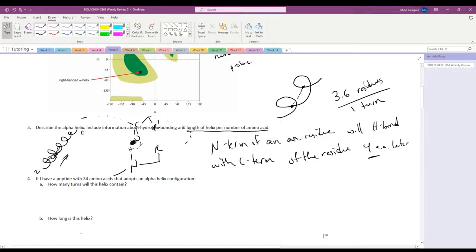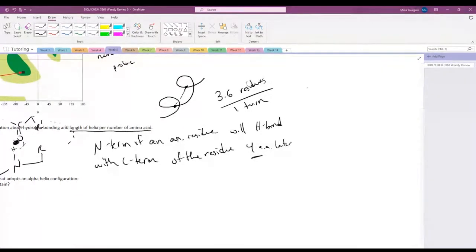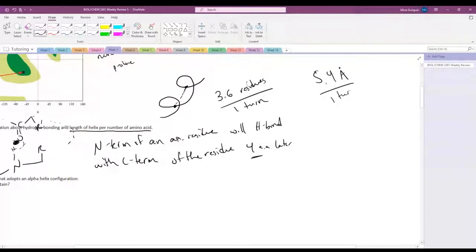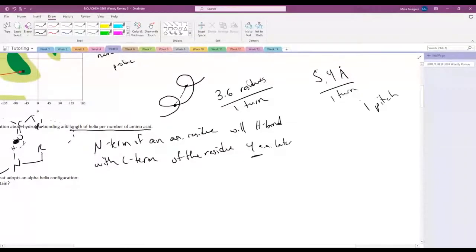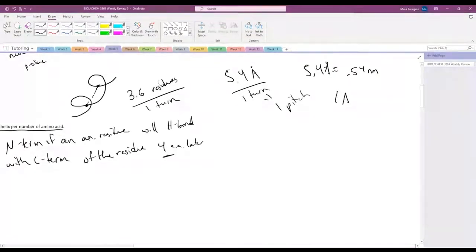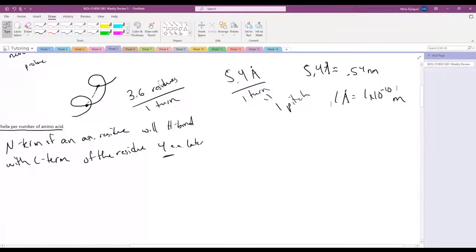Okay, all right, so the next thing is, this is the second, there we go. The second big number you have to memorize with respect to alpha helices is 5.4. And that 5.4 is 5.4 angstroms per one turn, or as it's called, one pitch. Pitch and turn are the same thing, okay? So real quick, I'm just gonna mention 5.4 angstroms is the same thing as 0.54 nanometers, okay? If you want it in scientific notation, one angstrom is equal to 1 times 10 to the negative 10th meters. Okay? Hope that helps.